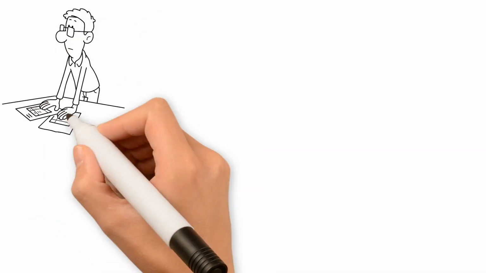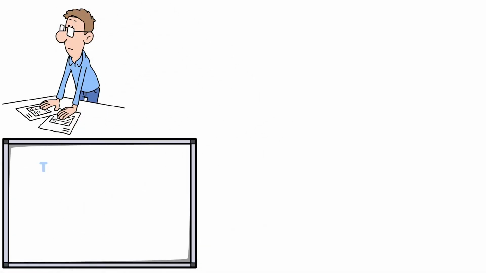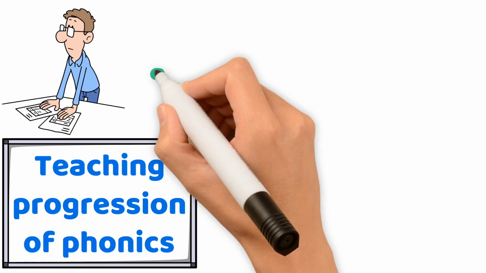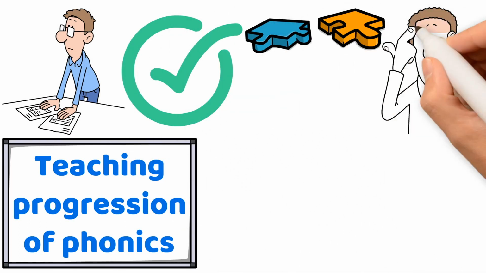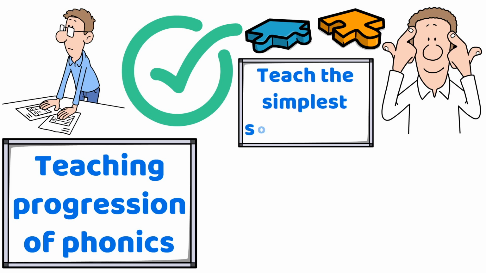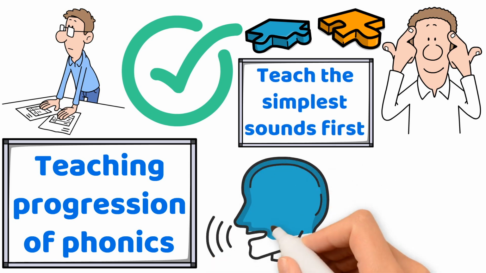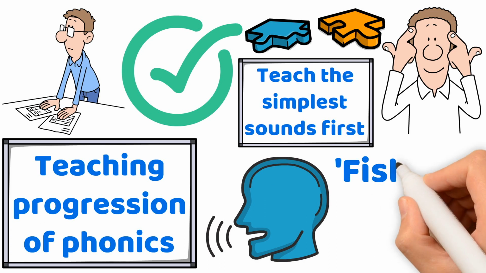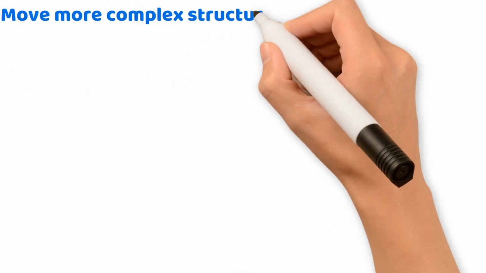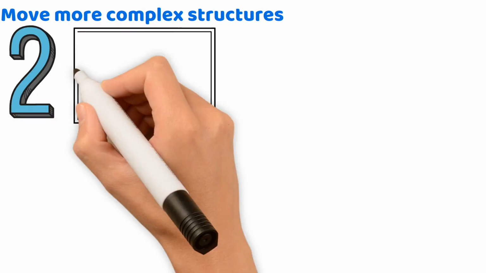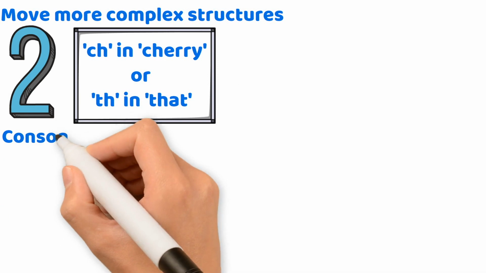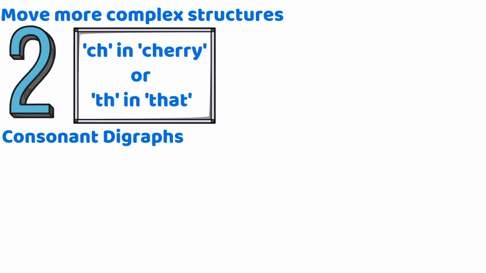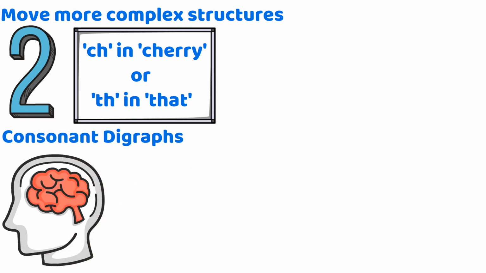On your exam, expect to receive a question about the teaching progression of phonics. When you spot this question, be on the lookout for an answer solution that demonstrates the understanding that we teach the simplest sounds first. These are your consonant sounds like the soft F in fish or the buzzing Z in zoo. From simple sounds, we then move to more complex structures, such as when two letters come together to create a new sound like the ch in cherry or the th in that. These are called consonant digraphs, a fancy term, but a simple concept crucial for your exams.